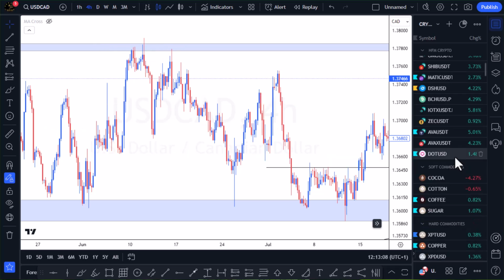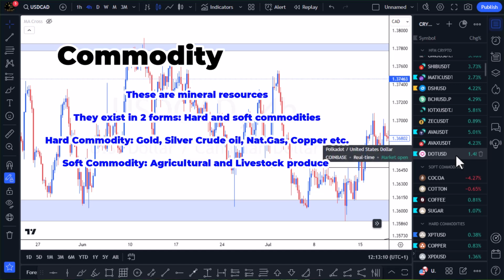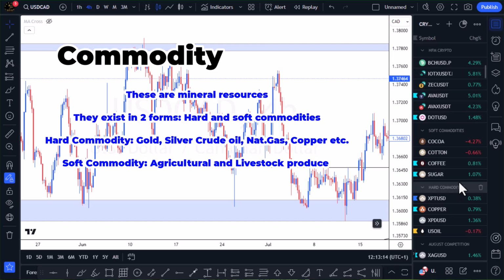Now let's go to commodity. When you hear the word commodity, we are referring to mineral resources. Commodities can exist in two forms. It can exist as hard commodities or soft commodities. Right? Under the hard commodities we have US oil, that is crude oil. We have palladium, we have copper, we have platinum.